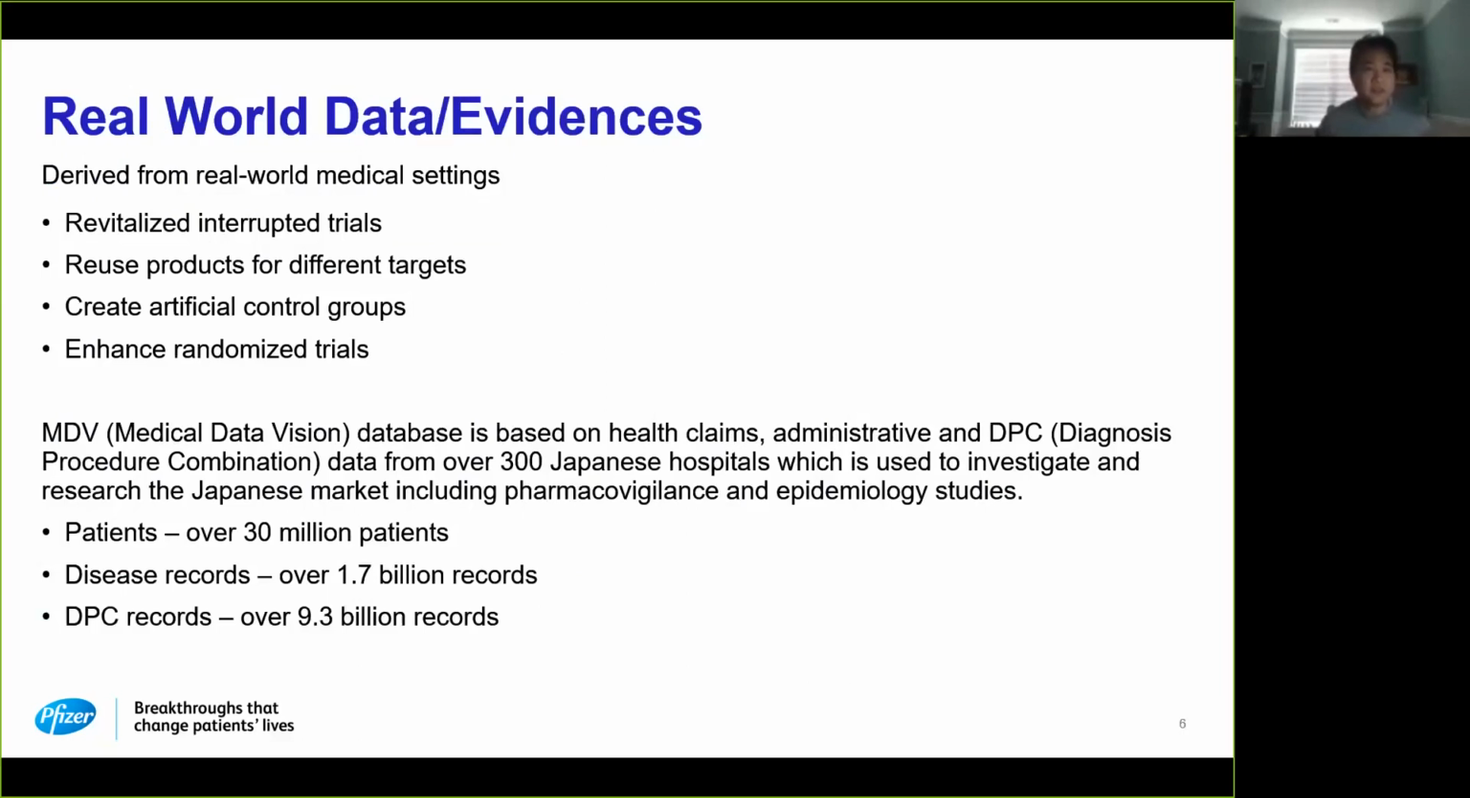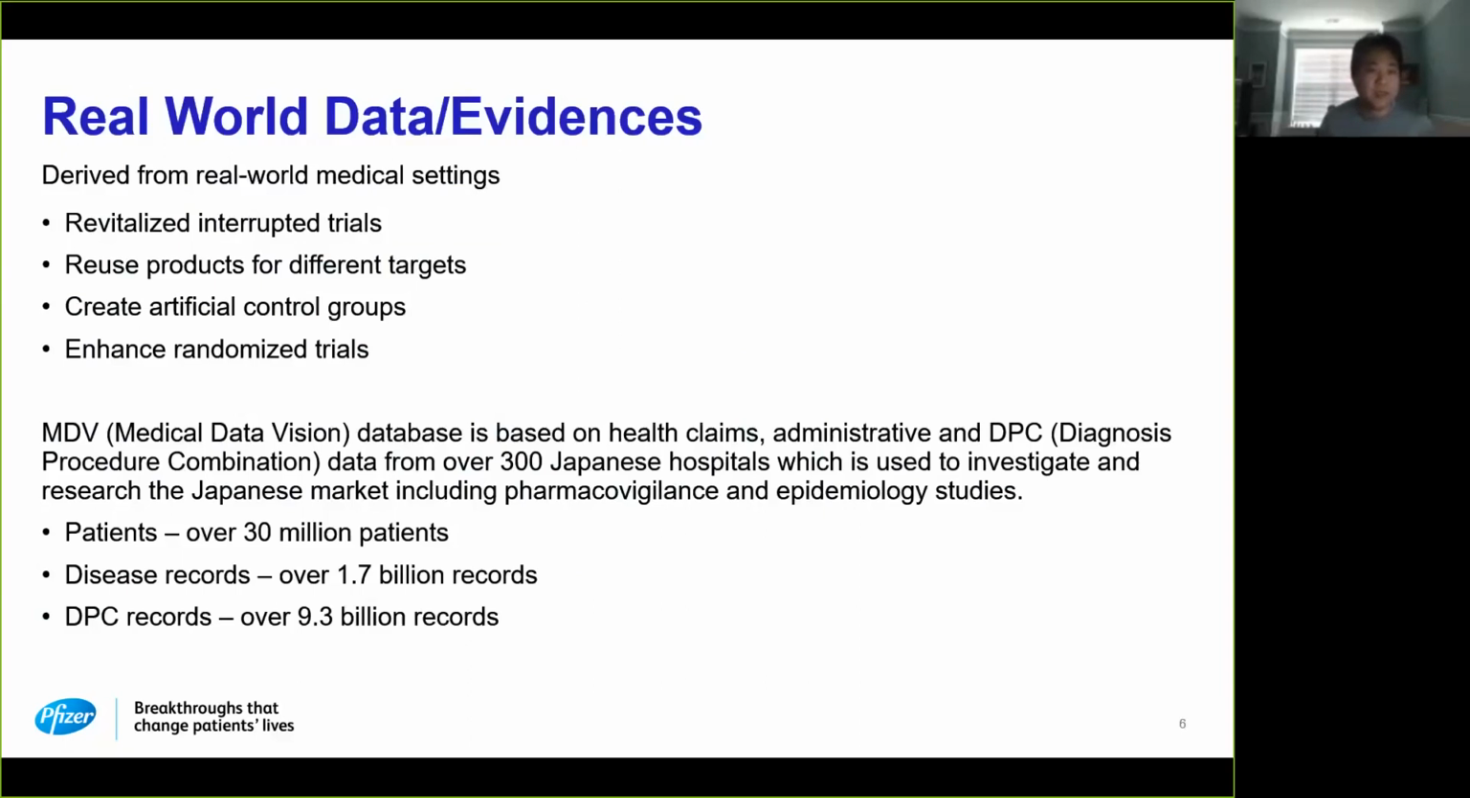And some of the uses of this data: we can revitalize interrupted trials, and reuse products for different targets. So we may notice that some of the drugs that are out there were intended for something, but we've actually found that they are effective for something else.